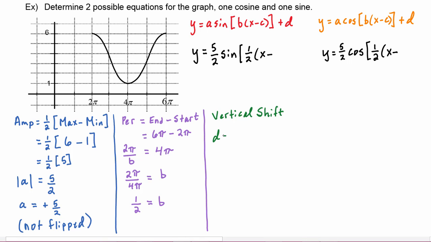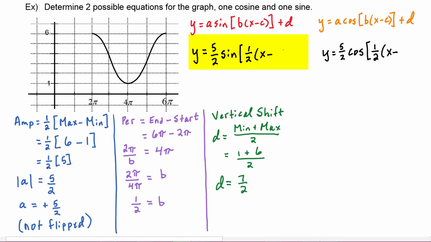So D is going to equal the average of the minimum and the maximum. It's going to be exactly halfway between the smallest y value and the biggest y value. So if we take the minimum plus the maximum and divide it by 2, we have 1 plus 6 divided by 2 is equal to 7/2, and that's our value for D.